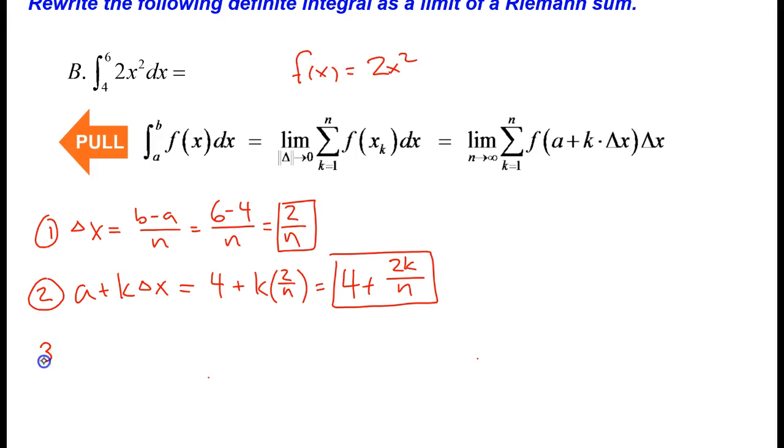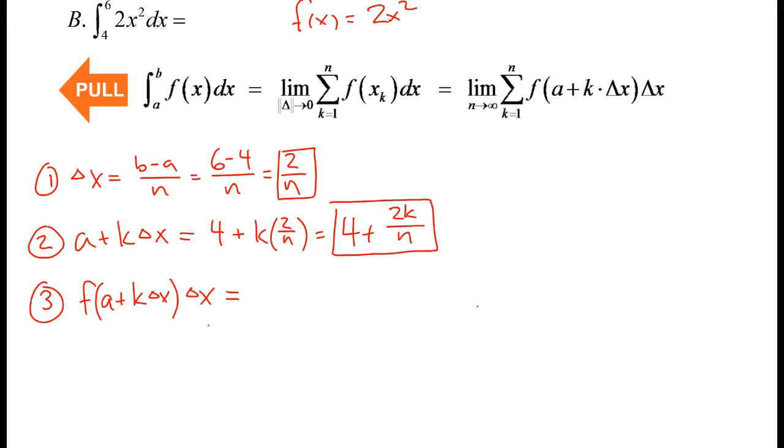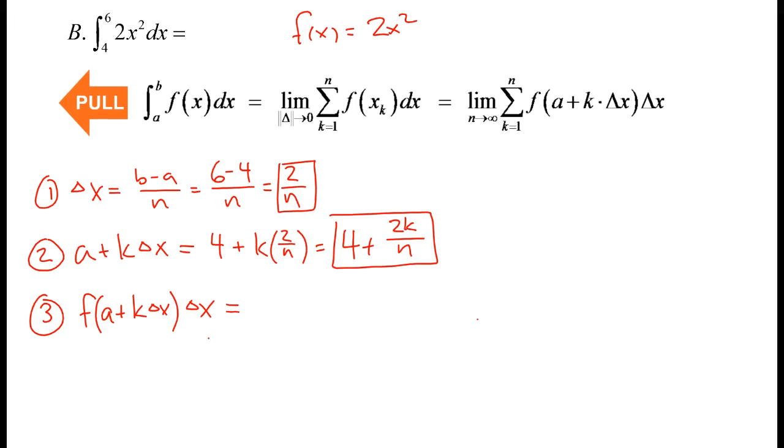We're ready to move on to step 3, which is to come up with an expression for f of a plus k delta x times delta x. In this case, my f of x is 2 times the quantity x squared. So, 2 times the quantity 4 plus 2k over n squared. And then I have to multiply that by delta x, which is 2 over n.